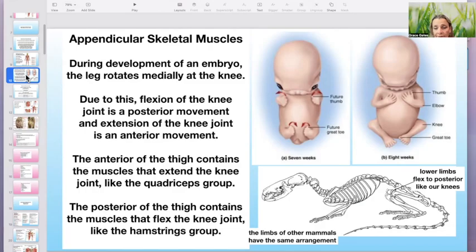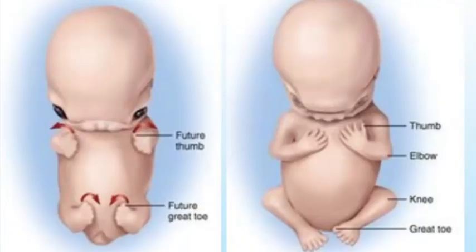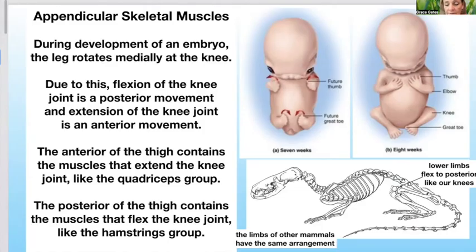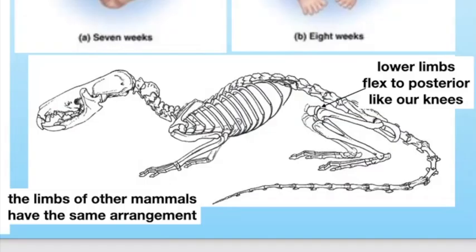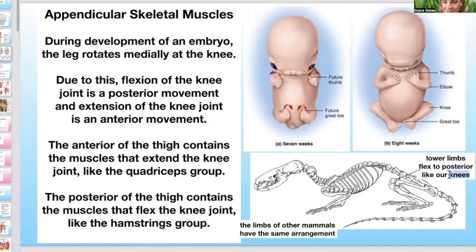And here I have on the side the little picture of the baby who is having its leg rotating medially at the knee at about 7 weeks. And therefore, from the knee down to the ankles and toes, flexion is a posterior movement. And this is not just a human thing. The limbs of other mammals have the same arrangement. And I have here the skeleton of a shrew showing that the lower limbs flex to the posterior, just like our knees, just like our limbs.